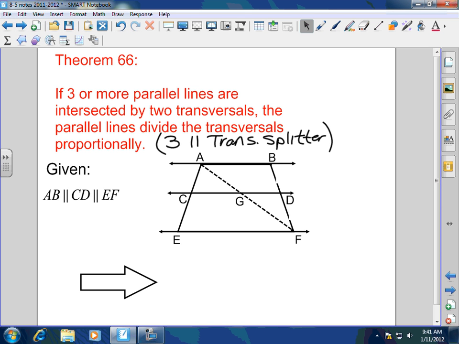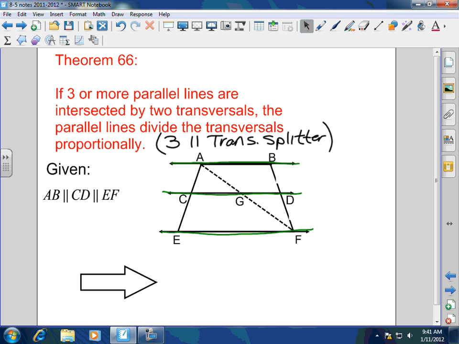Okay? And basically what it says is if 3 or more parallel lines, which in this case would be AB, CD, and EF, okay, are intersected by 2 transversals, the parallel lines divide the transversals proportionally. It's almost exactly the same as side splitter, okay?